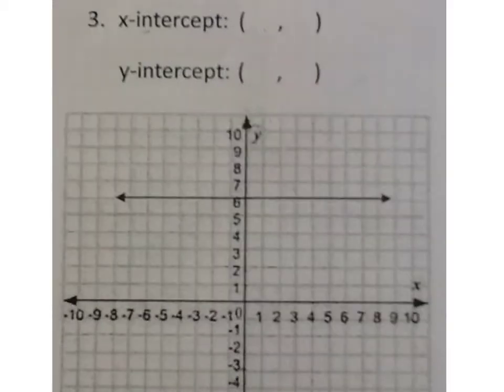Graph number 3 looks very interesting. The line crosses the y-axis at +6. This means the y-intercept is (0, 6). Now, where does this line cross the x-axis? The line follows y equals 6 all the way across the graph. So the line will never cross the x-axis. Therefore, there is no x-intercept. We will write none next to the x-intercept point on our handout.